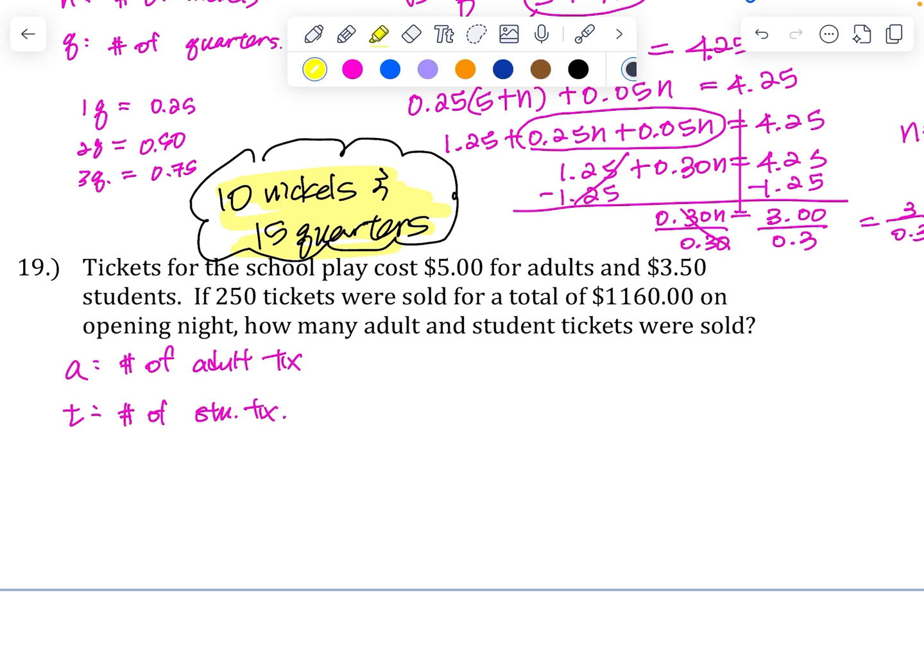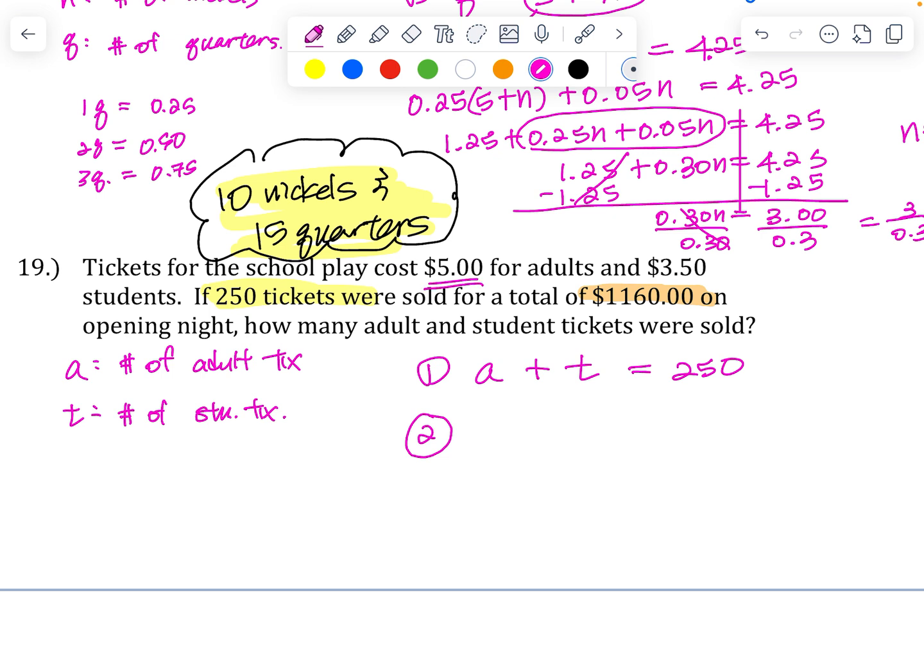Easy equation. When they talk about total number, those are always easy. 250 tickets were sold together. So that's easy equation number 1: adult tickets plus student tickets together were 250 tickets. So there's one for the total number of tickets. And then we go to the monetary value, 1,160 total. So the second equation has to do with money.